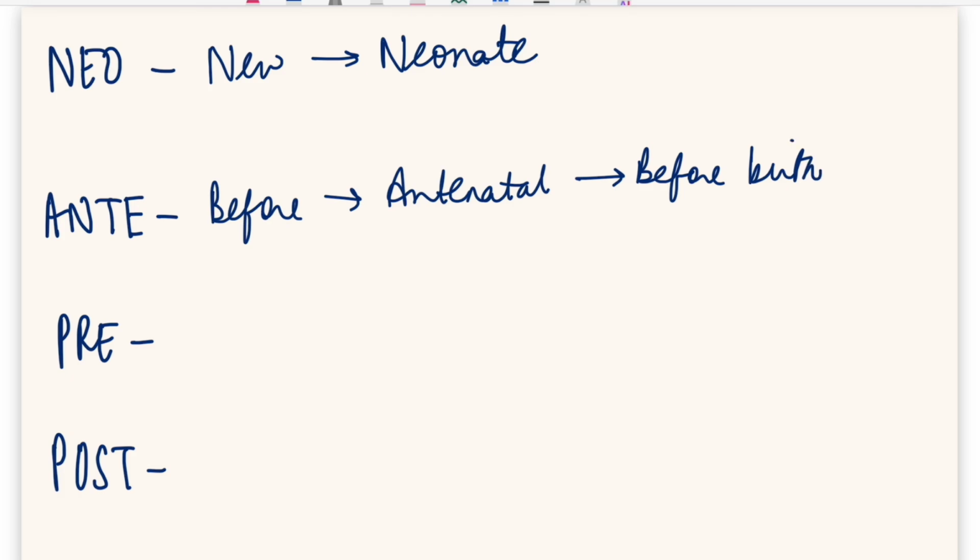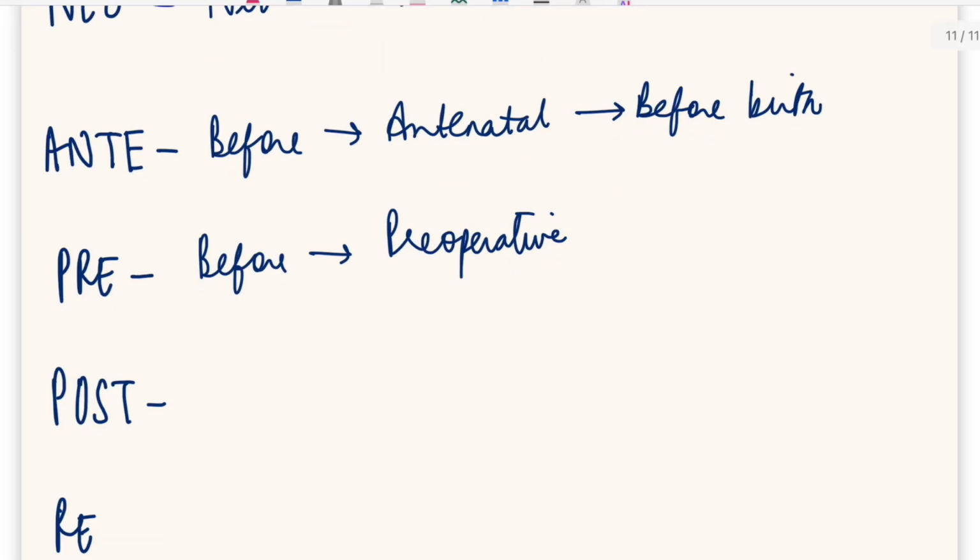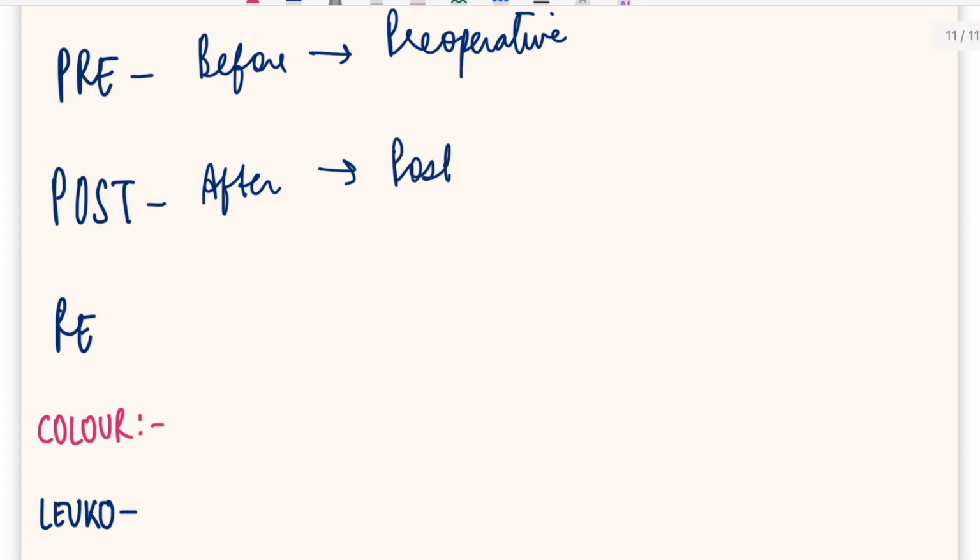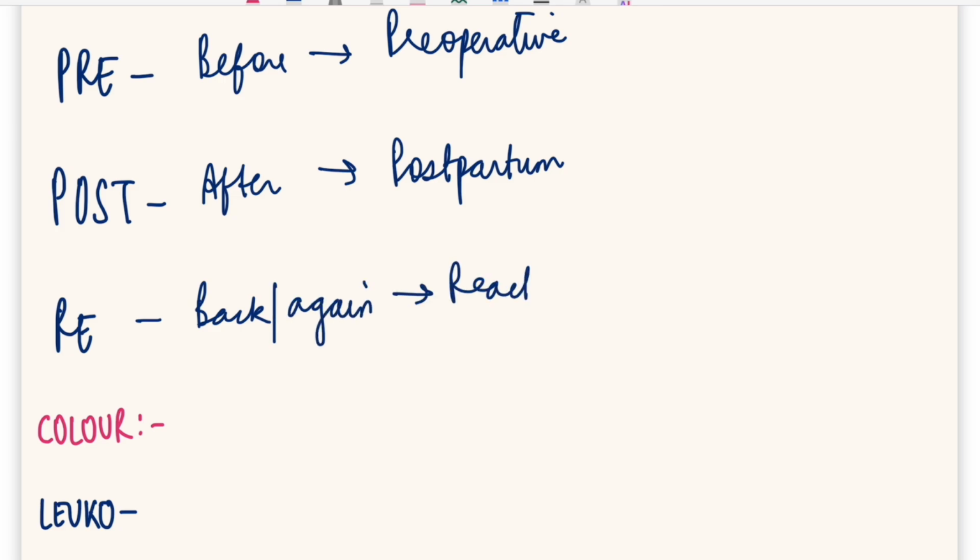Now comes pre. Pre also means before. For example, preoperative. That is before an operation. Post means after. For example, postpartum. That is after delivery. Now comes re. Re means back or again. For example, reactivation. Reactivation is becoming active again.